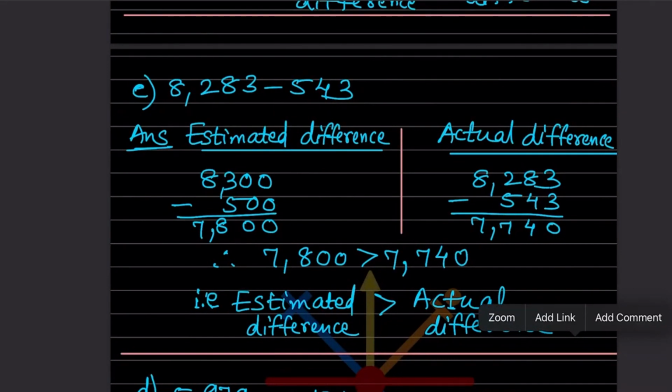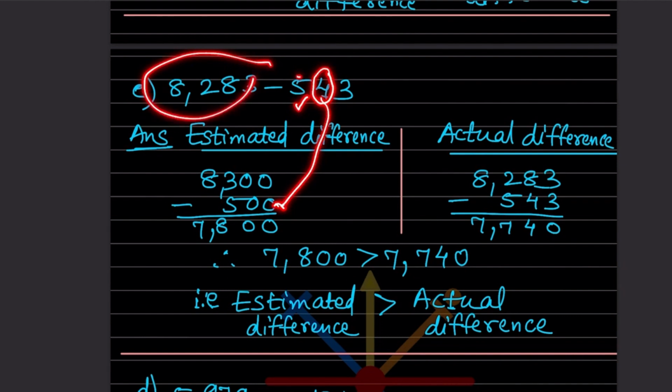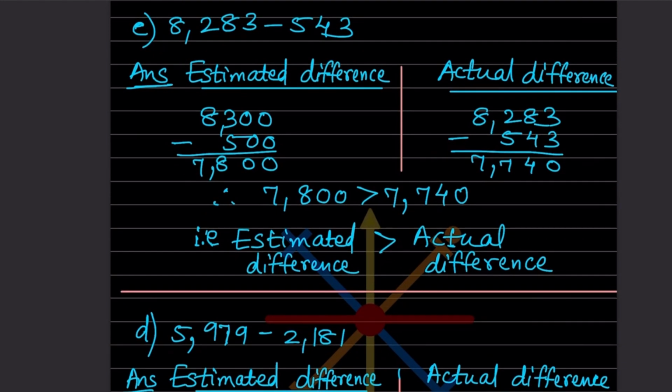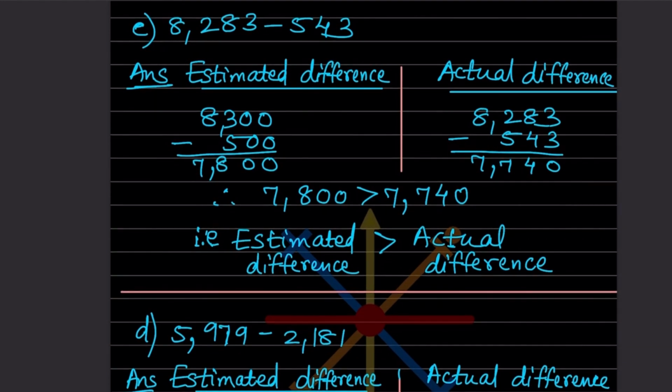Here again the same. Ones, tens, hundreds. So this is a 3-digit, means you are going to concentrate on the hundreds part, and 4 is less than 5. So 5 remains same. So this is going to be 500 and this 8,300. Okay. So 7,800. These both remain the same. So you are going to subtract this one. Okay. So now what we can say, 7,800 is greater than 7,740. So estimated difference is greater than actual difference.